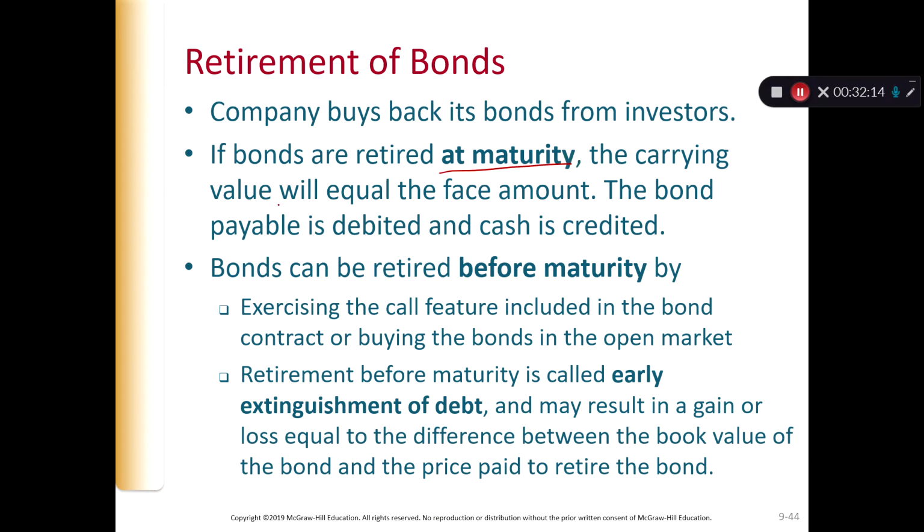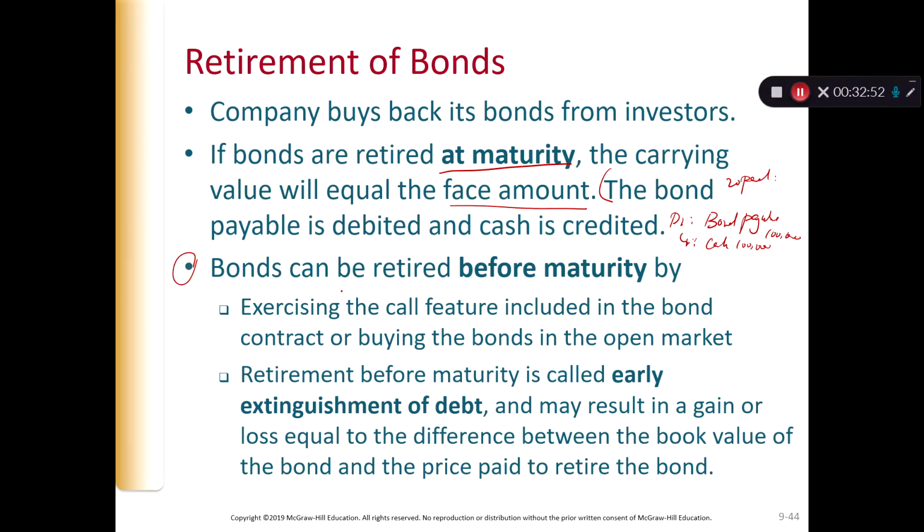Retirement can happen at the maturity. It means that the carrying value equals the face value, meaning that you are holding the bond as long as the contract promised. The bond payable is debited. So remember, at the end of the 20 periods, the last journal entry will be debit bond payable for 100,000 and credit cash for 100,000, right? So that's the day that you're going to pay back the whole principal amount. That means the bonds are retired at maturity.